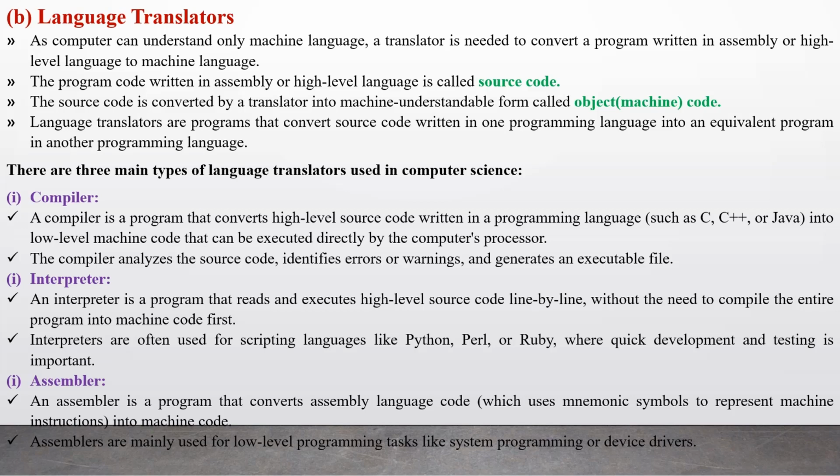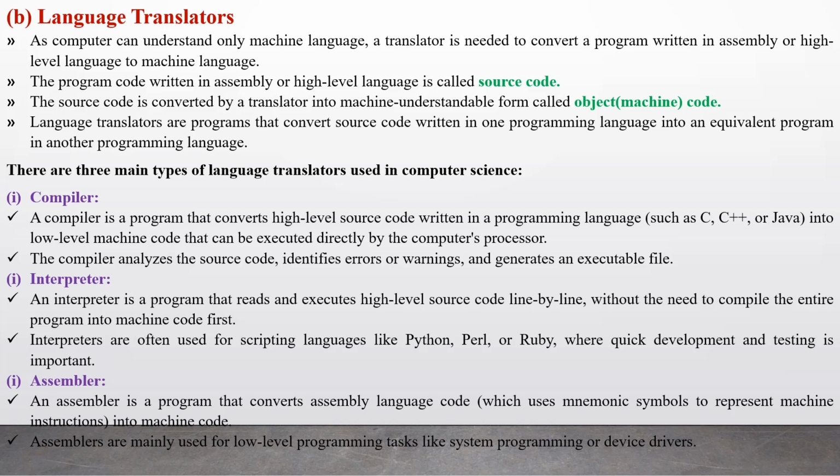Compiler. A compiler is a program that converts high-level source code written in a programming language, such as C, C++, or Java, into low-level machine code that can be executed directly by the computer's processor. The compiler analyzes the source code, identifies errors or warnings, and generates an executable file.